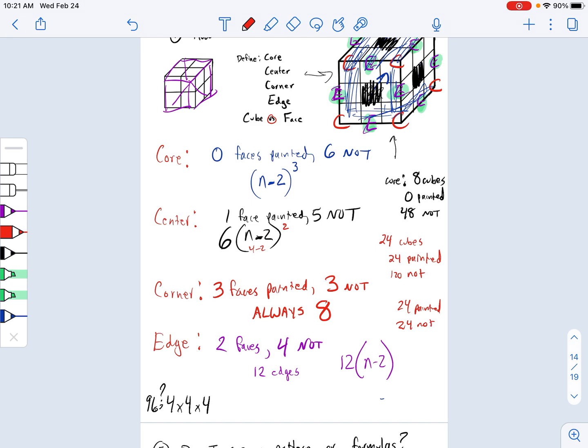That's so great. Love that. Now the edge pieces, I'm going to do 12 times 4 minus 2. And so I'd have 24 painted and 4 times 24. So hold on, sorry. 24 edge cubes.